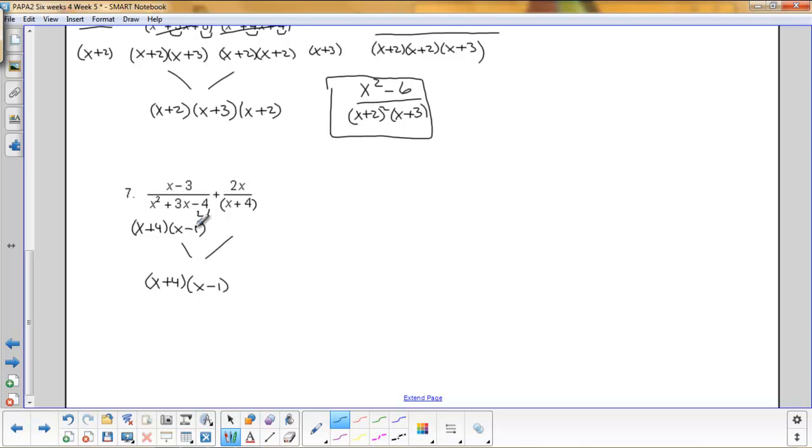What do I need to place in this first denominator to make it the same as the common denominator? So I need to make no changes there. What do I need to place in the second denominator to make it the common denominator? That's the x minus 1. So now I'm going to get x minus 3, no change to the first part, plus 2x squared minus 2x, divided over the common denominator of x plus 4 times x minus 1.